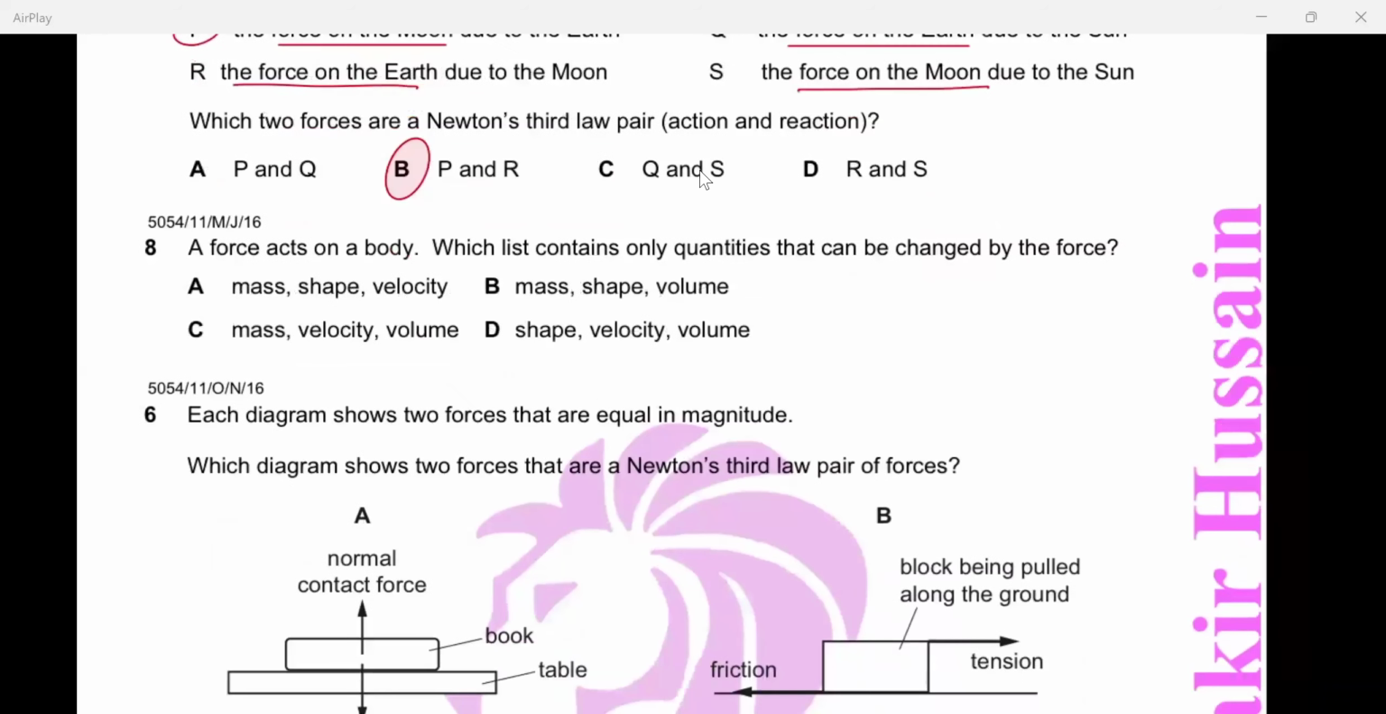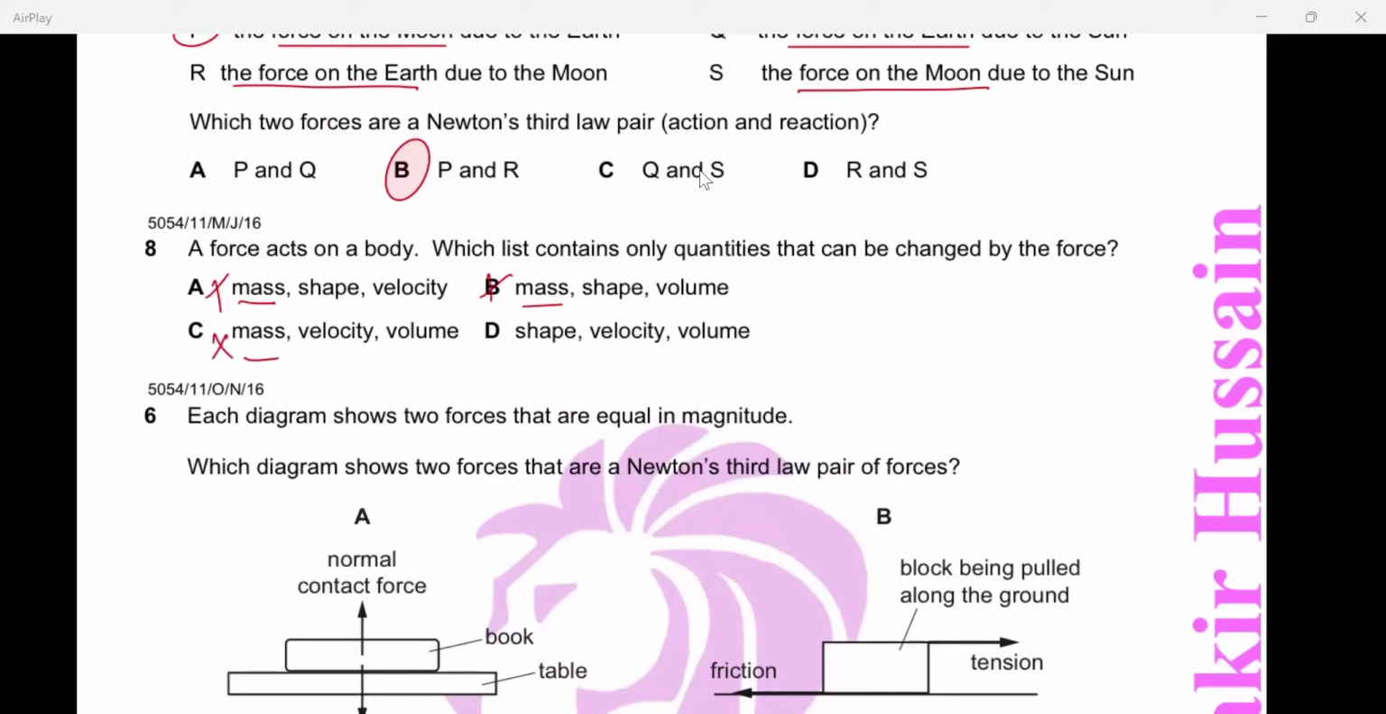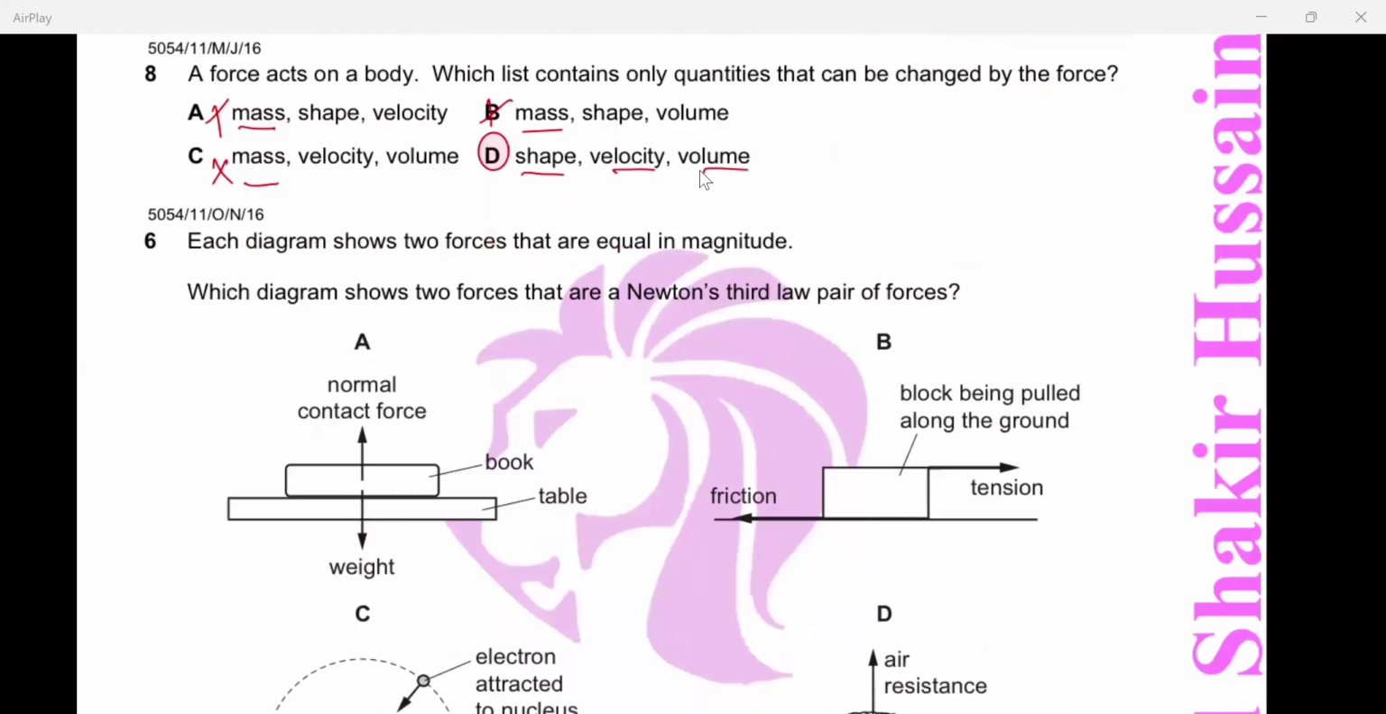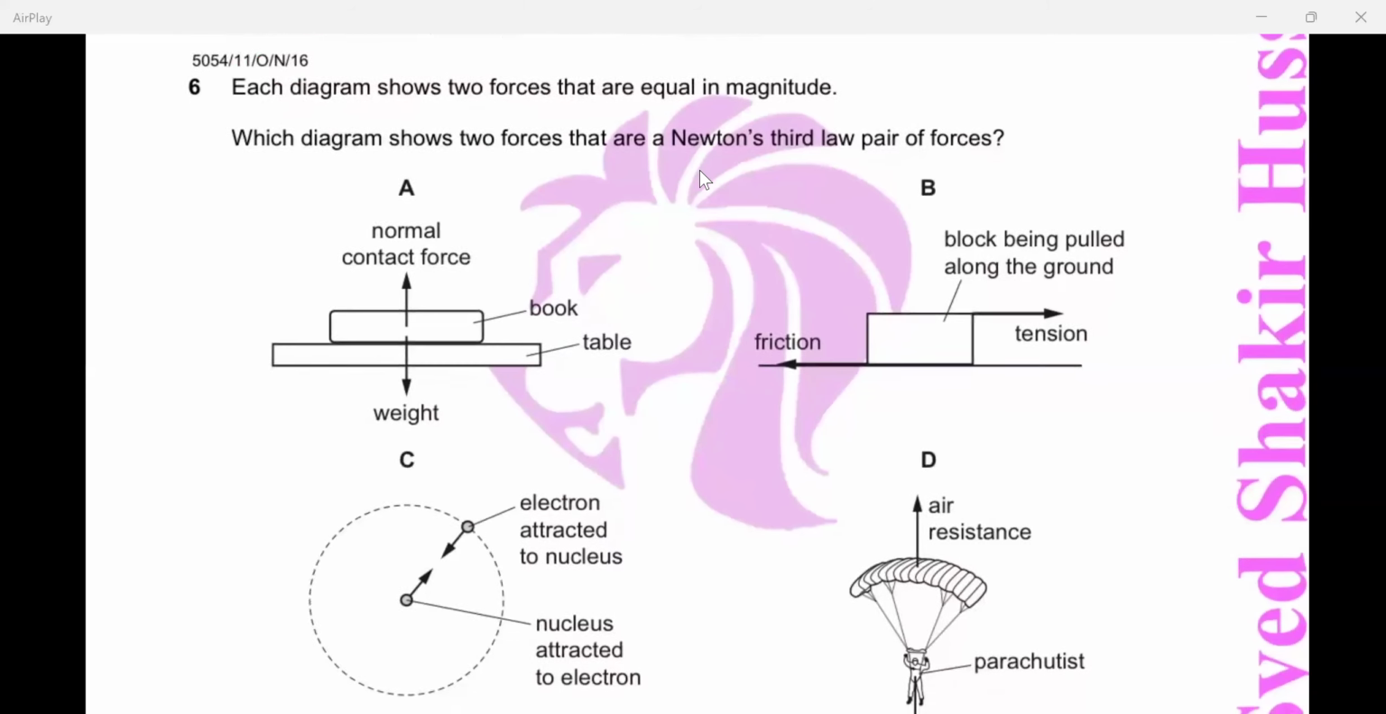All right. A force acts on a body. Which list contains only quantities that can be changed by the force? Can mass be changed? No. So A, B, C gone. So force can change shape, velocity, volume. All right. The diagram shows two forces that are equal in magnitude. Which diagram shows forces that are Newton's third law pair of forces?